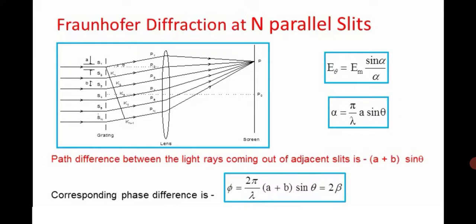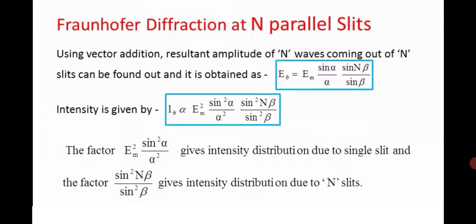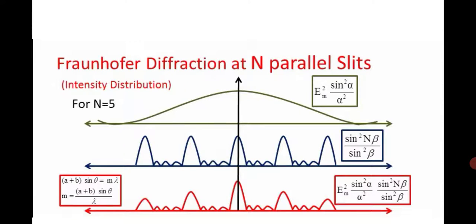E theta is equal to Em into sin alpha upon alpha for a single slit. For n number of slits, it is multiplied by a plus b, and we get the phase difference twice beta. Now if we observe the diffraction pattern due to a single slit, we get the first maxima, another one, again maxima, and in between these maxima there is a distribution of minima. This is the diffraction pattern due to n parallel slits.